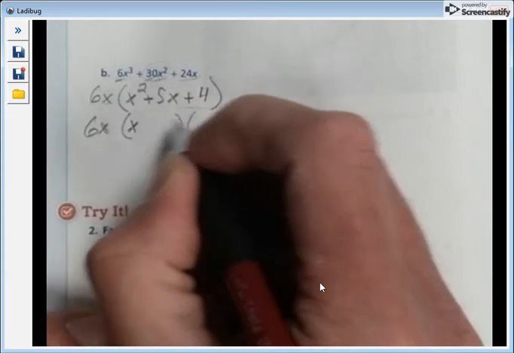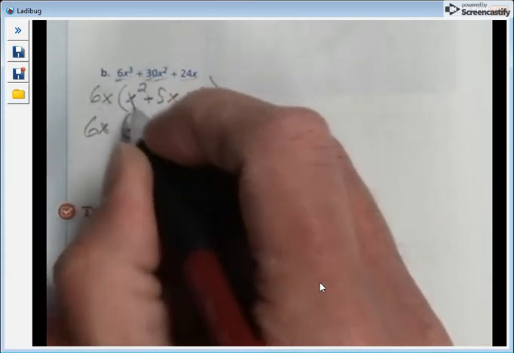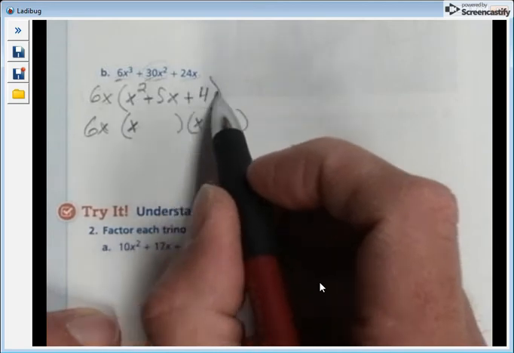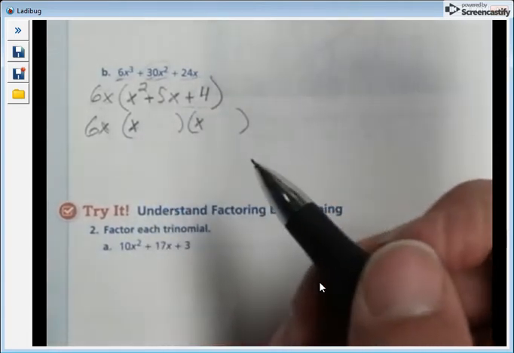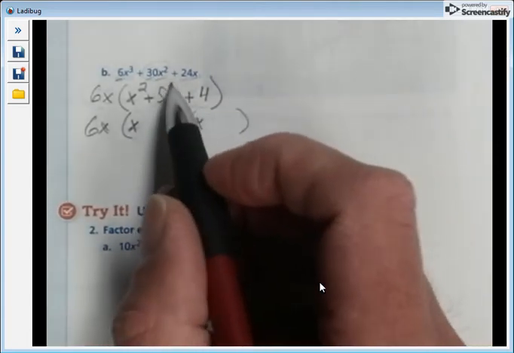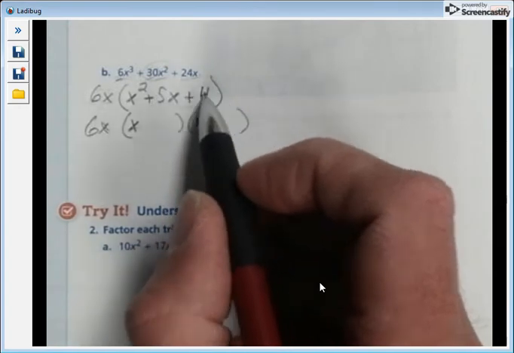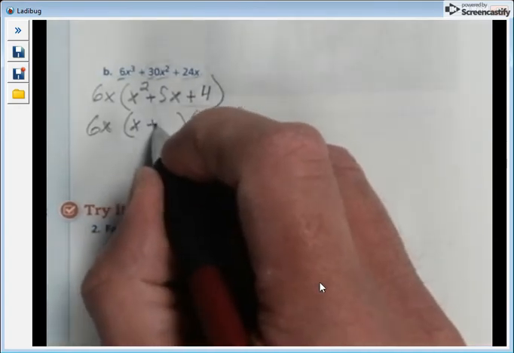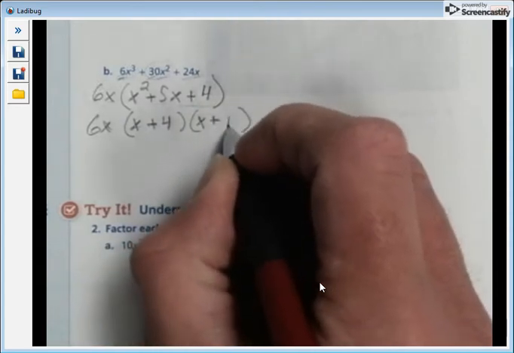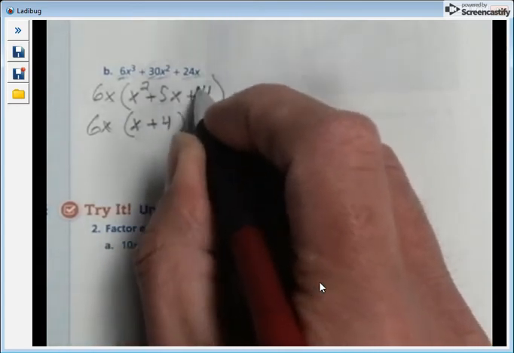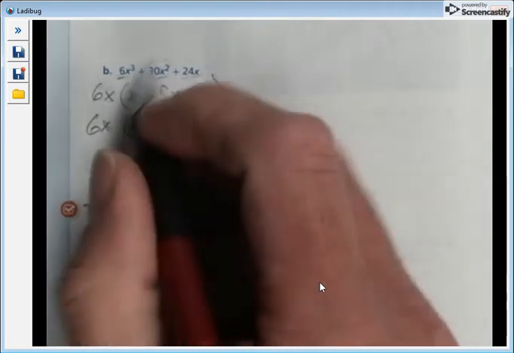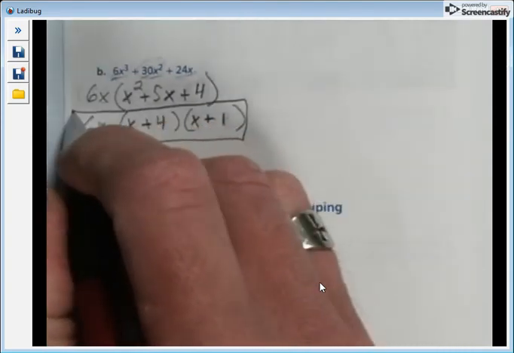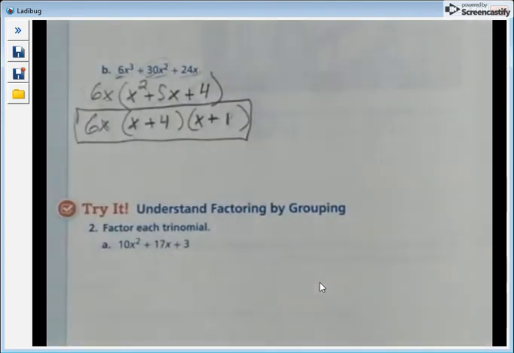All right, so 6x times, and now we're going to factor that trinomial. This looks good. x times x gives us the x squared, and now I need factors of 4 that will have a sum of 5. 2 plus 2 is never going to give me 5, but 4 plus 1 does give me 5, and 4 times 1 gives me 4. So a 1x and a 4x will add up to give me the 5x. So this is the factored form of 6x cubed plus 30x squared plus 24x.